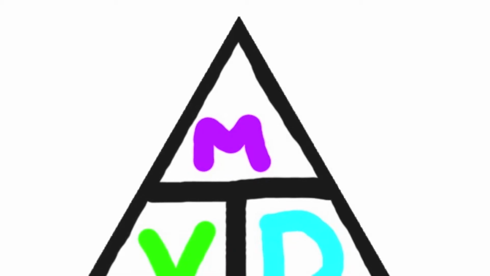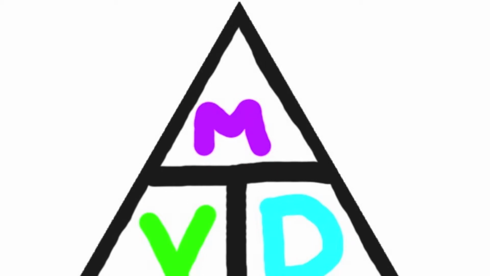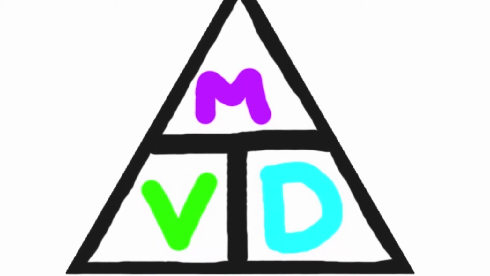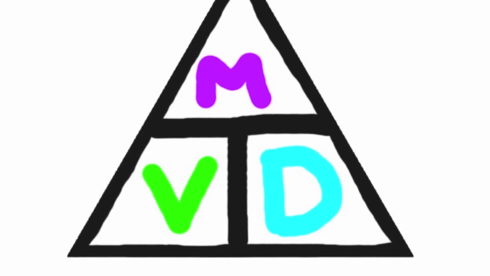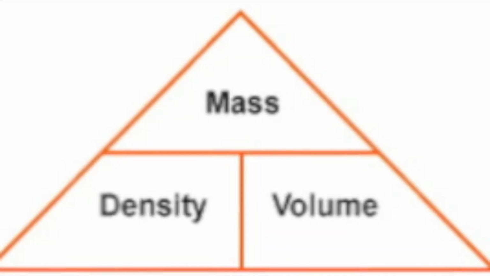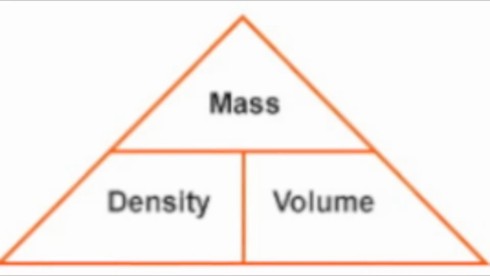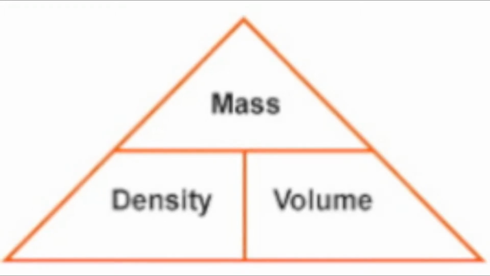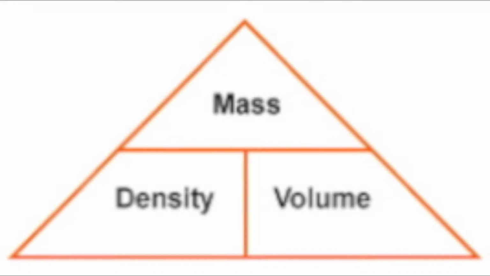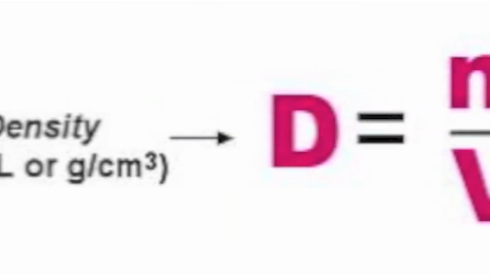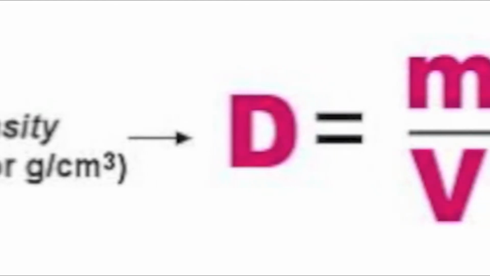The D for density is next to the V because if you are given the density and volume of an object, then you can multiply them together and get its mass. Same for the mass and density, except because the M is above the D, you know that in order to get the volume of an object, if you are given the mass and density, you divide the mass by the density.